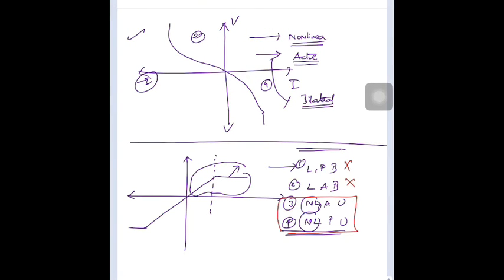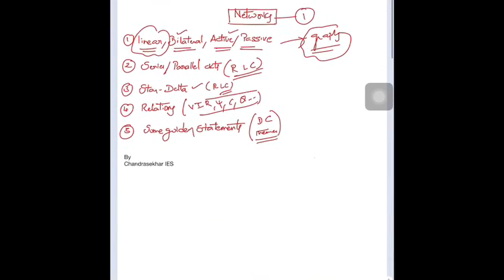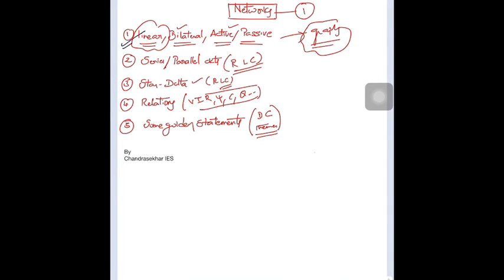Now, since it is non-linear, we can see whether it is active or passive. Since it is in the first and third quadrant, it is passive. Done. Even though we got the answer, let us check unilateral or bilateral. So it is bilateral. Yes, option 4 is right. So now you can differentiate whether the element is linear, bilateral, active or passive.